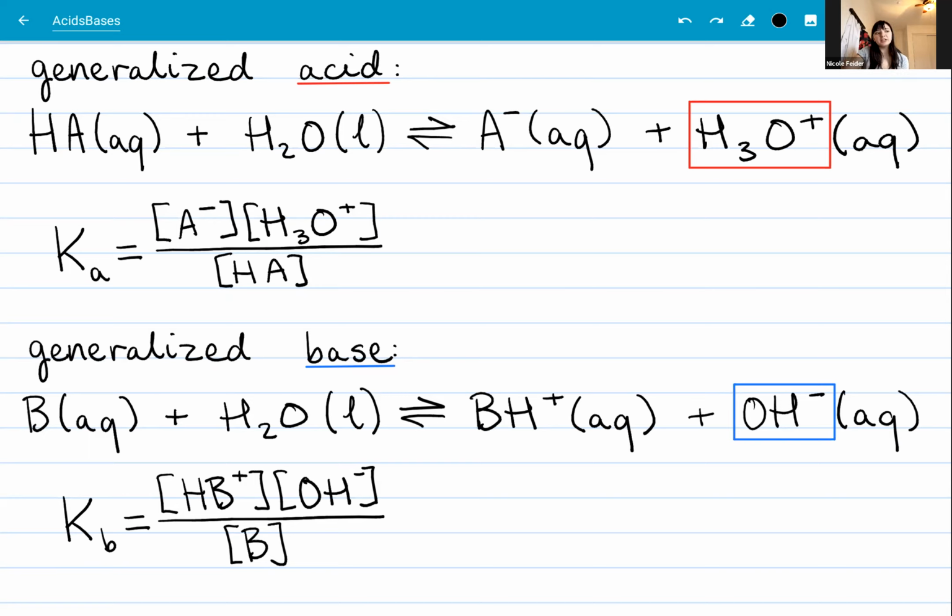In these situations where we have a large Ka or Kb, we refer to the corresponding acid or base as strong acids or strong bases. We'll talk more about acid and base strength, how they relate, and what factors affect their strength in later videos.